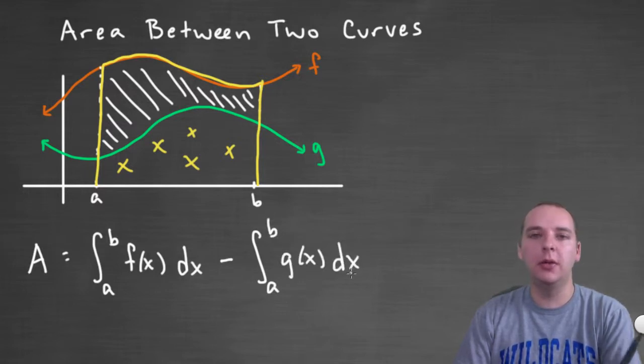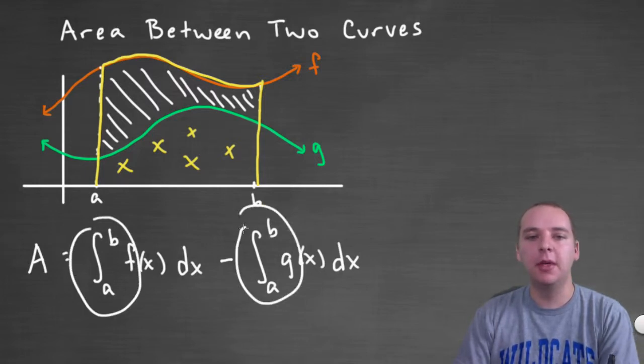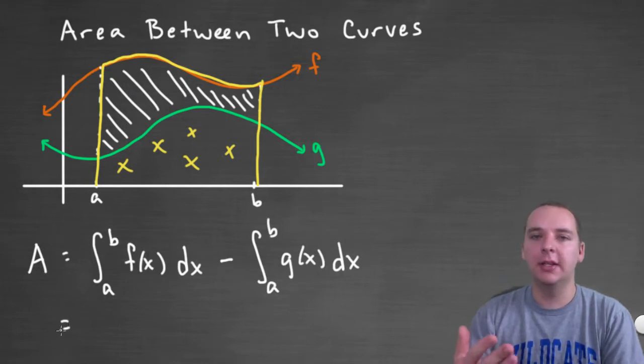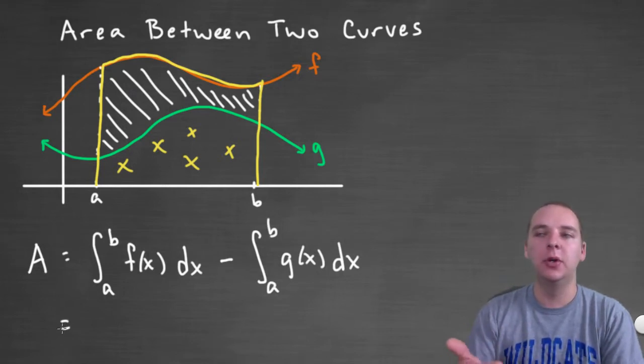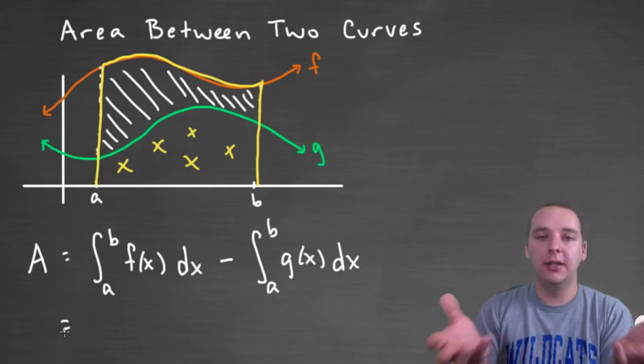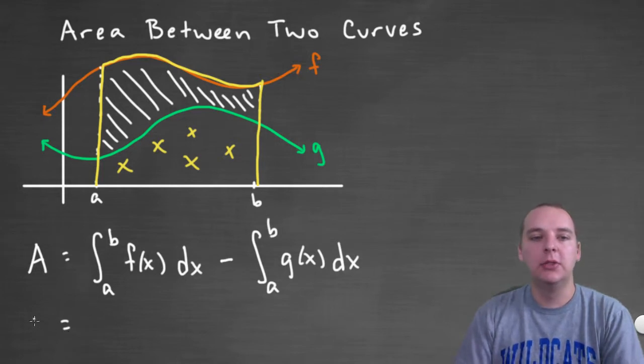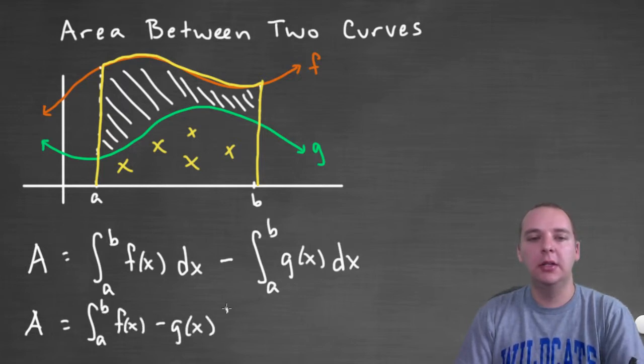And I can even do one better than that. If you notice, these limits of integration are the same, and you're integrating with respect to the same variable. So there's no reason that these two could not be combined into a single integral. It's kind of like using the sum and difference rule, but going backwards, taking a difference and writing it as a single integral. So the area trapped between these two curves would be the integral from a to b of f of x minus g of x dx.